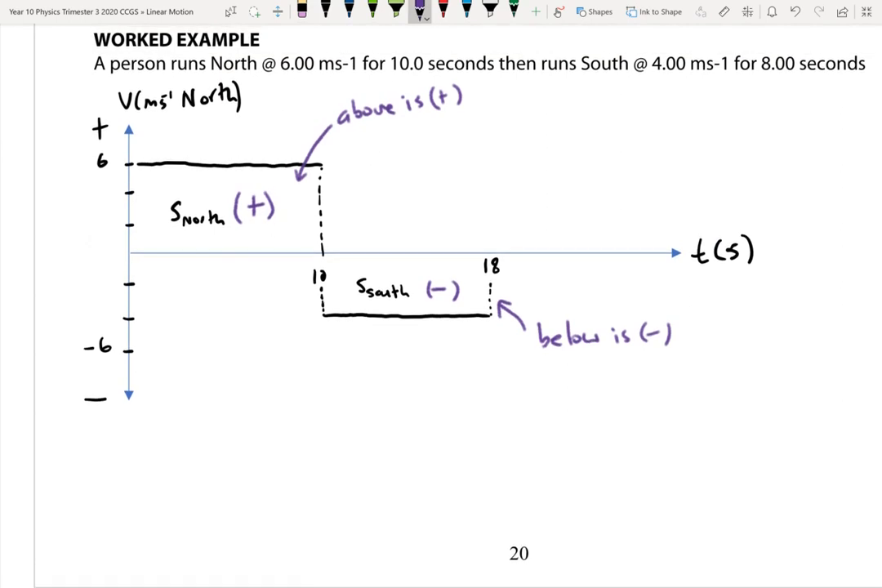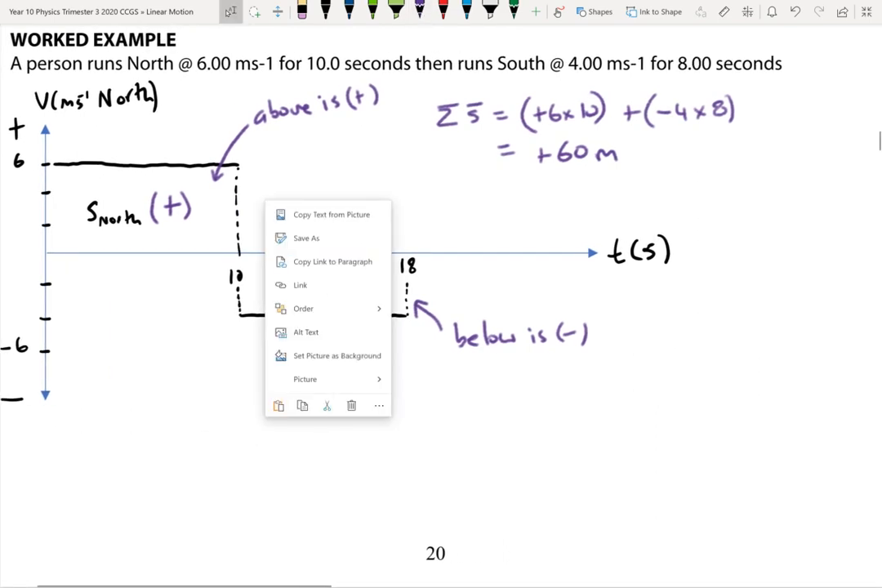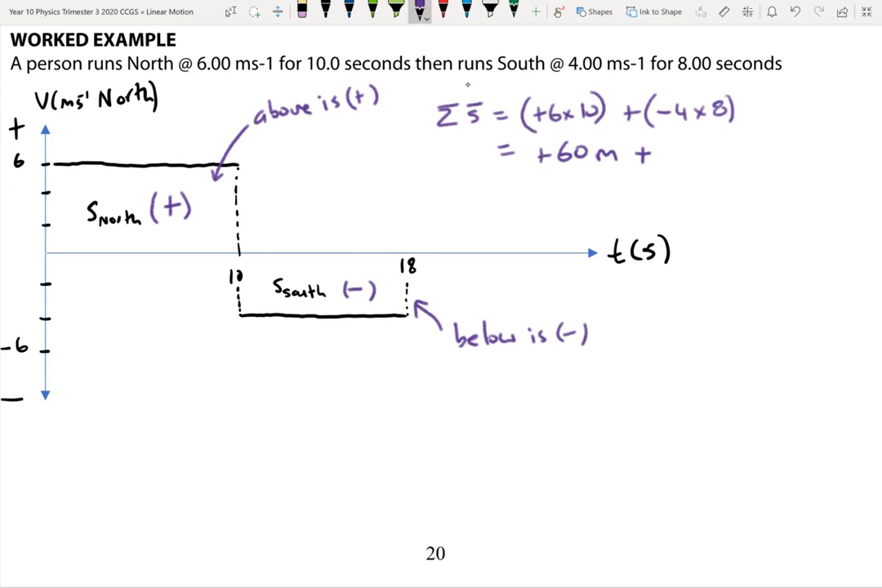So now let's give it a go. We could say that the total displacement is going to be plus 6 times 10 minus 4 by 8. So that means you jogged out 60 meters north. That's the area under the first triangle. And then you jogged backwards. Sorry, you ran out 60 meters north. Then you jogged backwards 32.